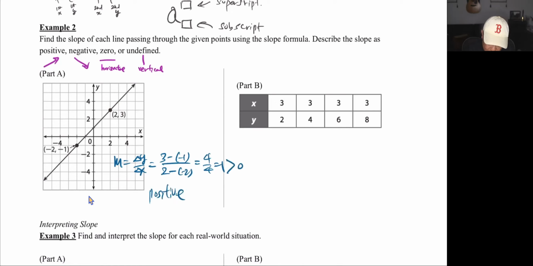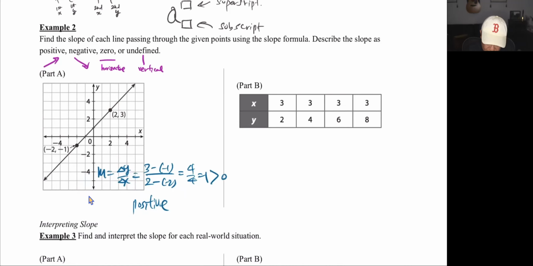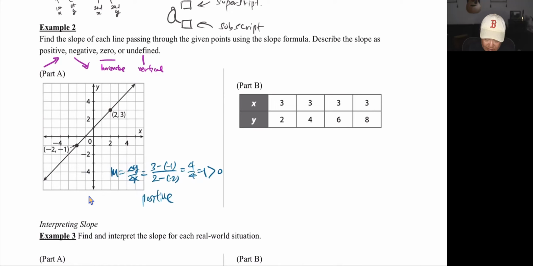So from left to right, it's going up. And when something is 1, it's about 45 degrees, guys. If it's bigger than 1, it's pretty steep. Between 0 and 1, less steep. Now, that was using a graph. How about using tables?